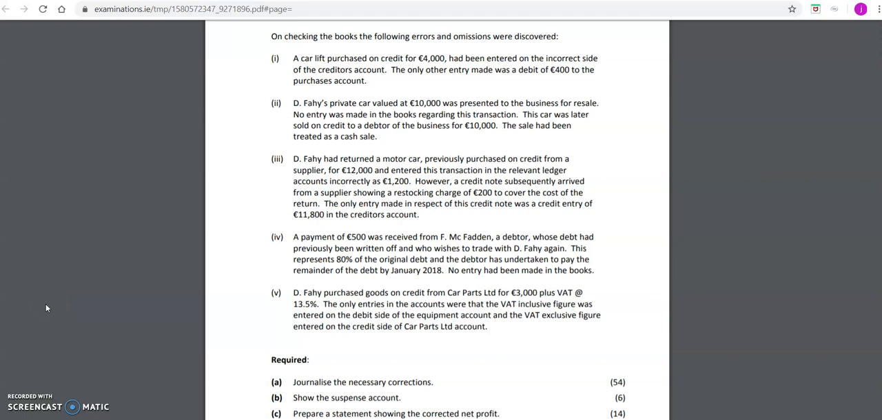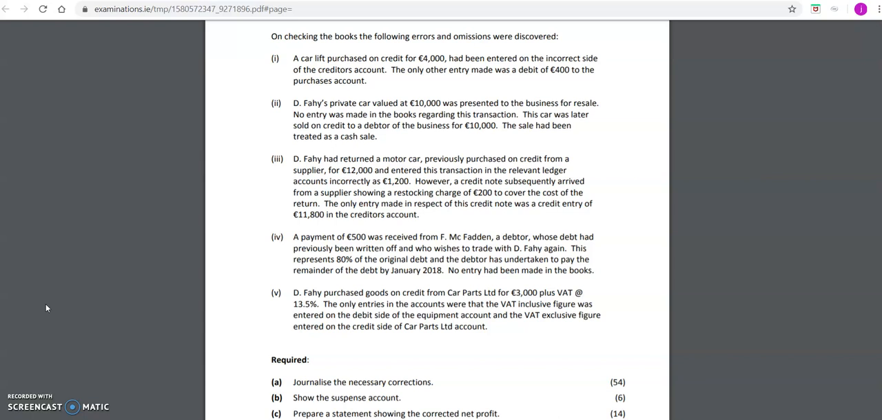Okay, so the fourth one: a payment of 500 was received from F. McFadden, a debtor whose debt has previously been written off and who wishes to trade with DFAC again. So this is kind of like the adjustment we have in question one. What we're going to need is the debtor, our bad debts, and our bank.